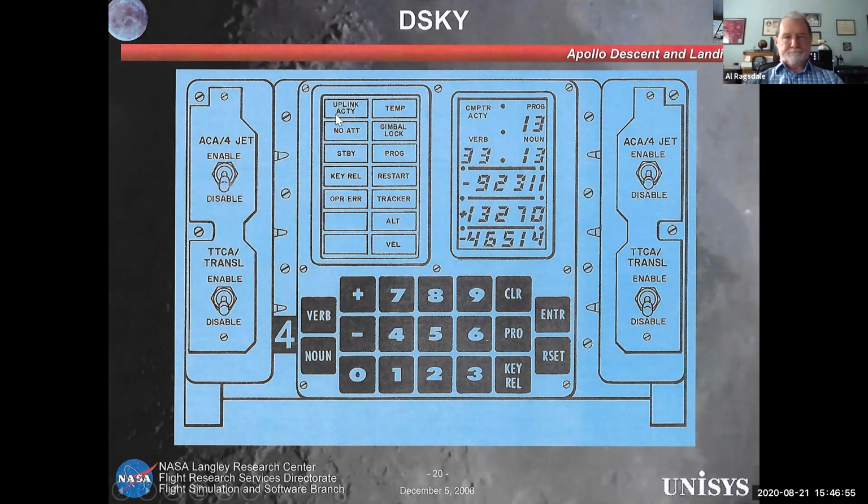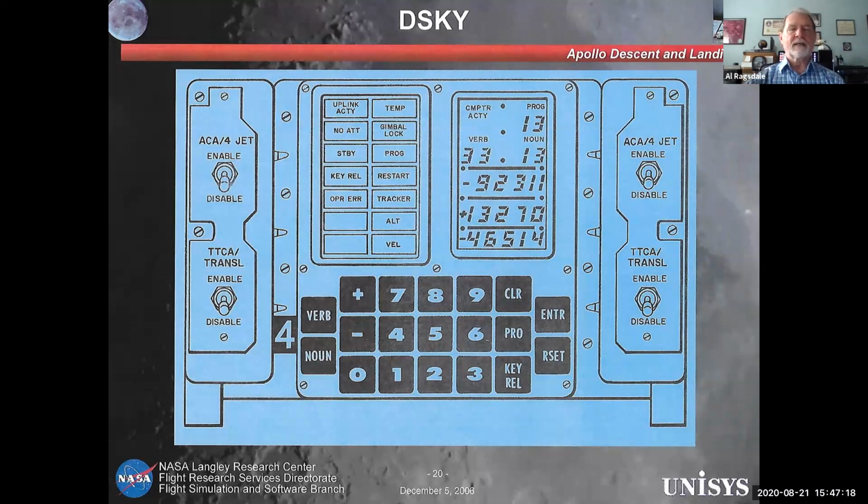Over here is the computer activity light. It would blink if the computer was doing something, and if it wasn't doing anything, the program would say program 00. So they call that poo. And sometimes in some of the transcripts, the crew would say the computer went to poo, and that's what it meant. It was just idling.